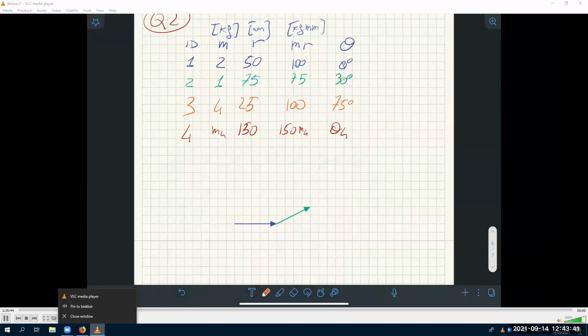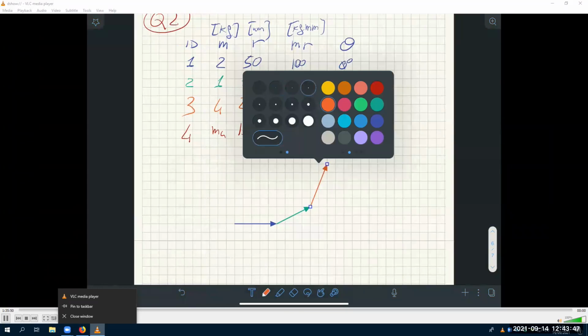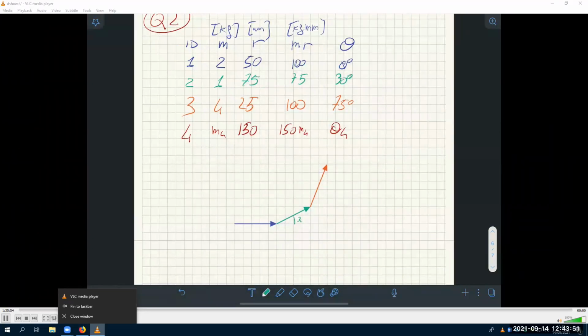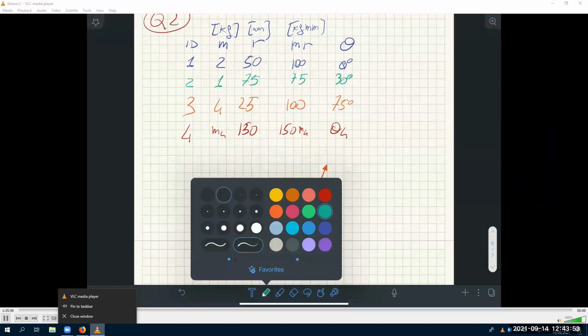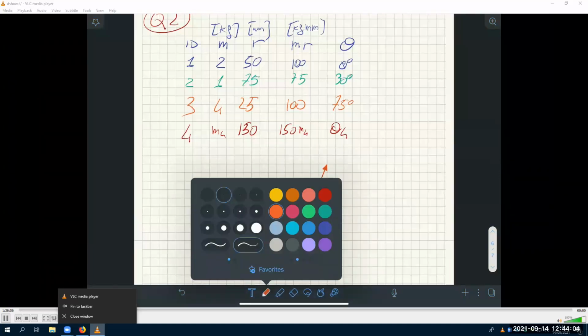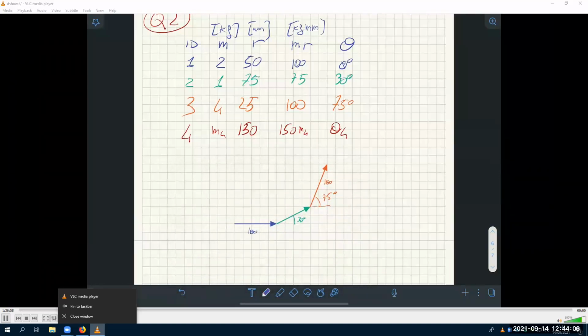There you go. Agreed? Let's make it clear. This is 30 degrees. This is 75 degrees. And this is 100. This is 100. And this is 75.